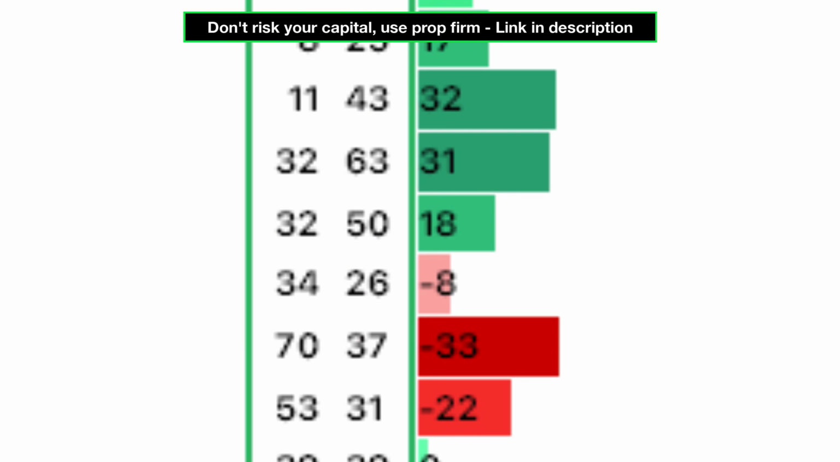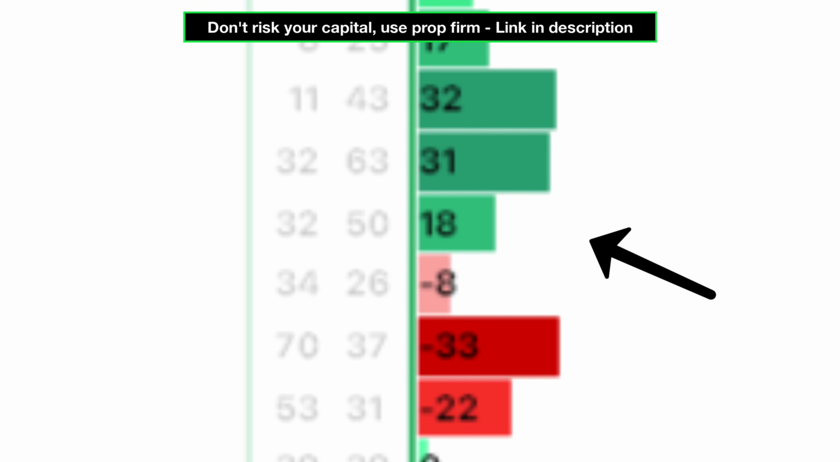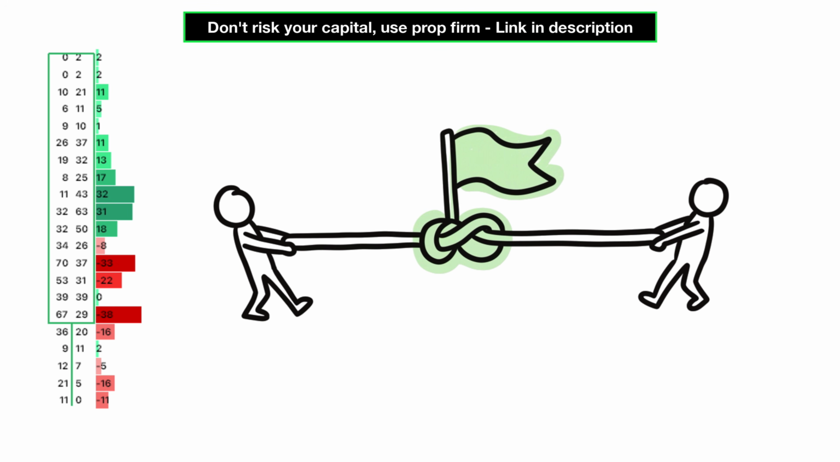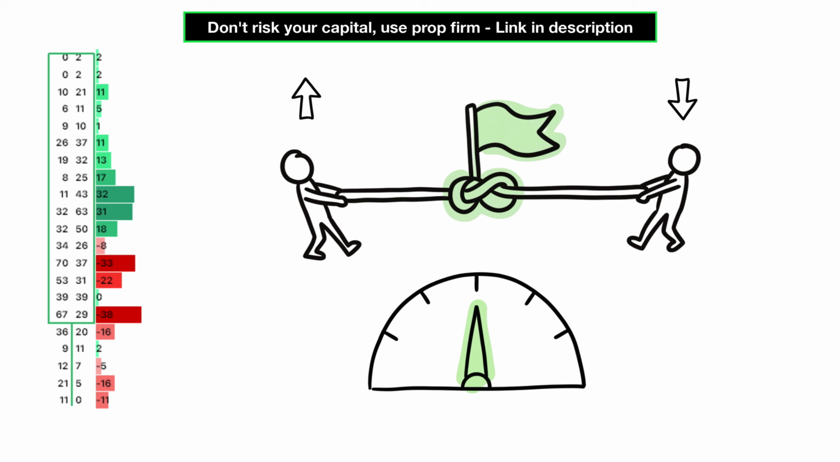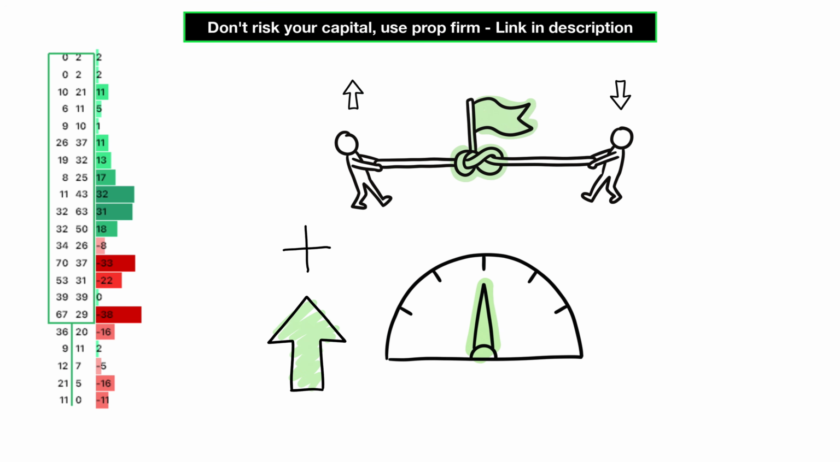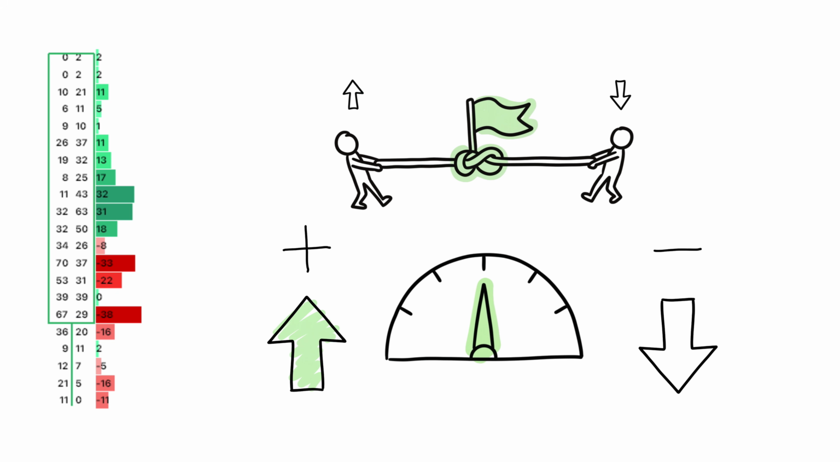Tool number 2, Delta. It sounds technical, but it's the simplest idea in the world. It's a tug of war. On one side of the rope, you've got the aggressive buyers. On the other side, the aggressive sellers. Delta just measures who's pulling harder. More buyers pulling, delta is positive, and price wants to rise. More sellers pulling, delta is negative, and price wants to fall. Easy. Here's where it gets powerful, and where the pros quietly make their money.